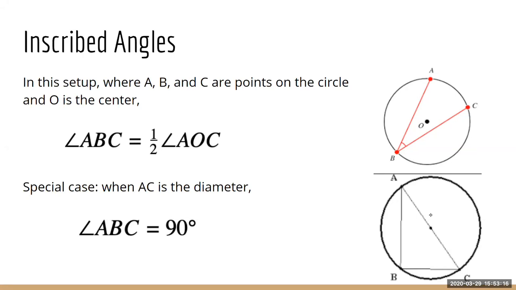More commonly, you'll see the special case, which is when AC is the diameter. And then when AC is the diameter, well, we go back to the first equation. Angle AOC is going to be 180 degrees. Or we could think of it as the arc length of AC is half the circle. So that's 180 degrees. Now half of that is going to be 90. So we have that whenever AC is the diameter, angle ABC is going to be a right angle, okay?